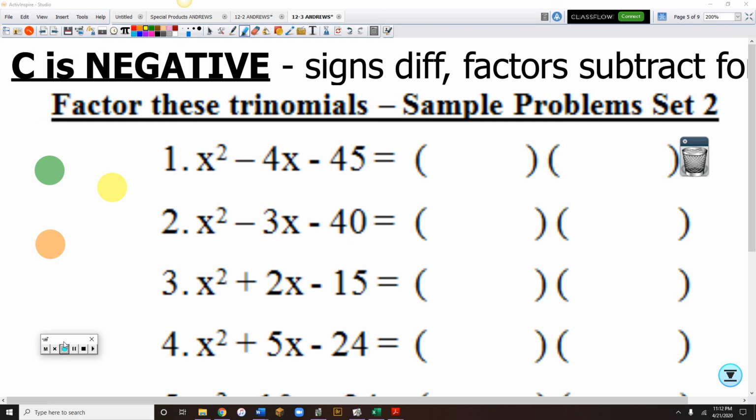All right, part 2 of lesson 12.3, we're going to talk about today, what if C is negative? So what C being negative means, all right, so I'm looking at C. C is negative 45, or subtract 45, depends on how you want to think about it.